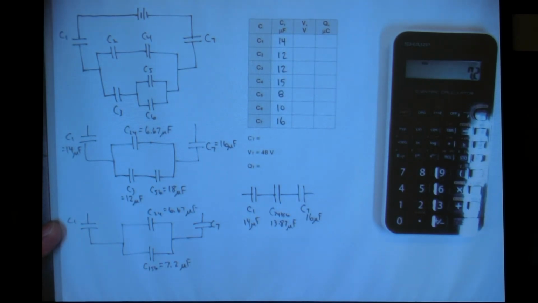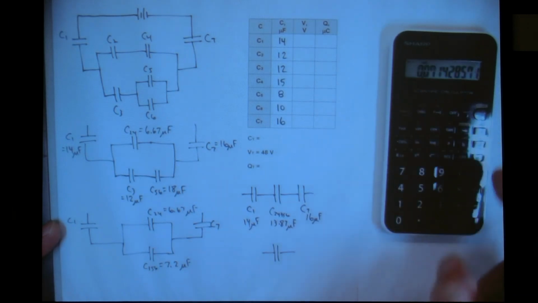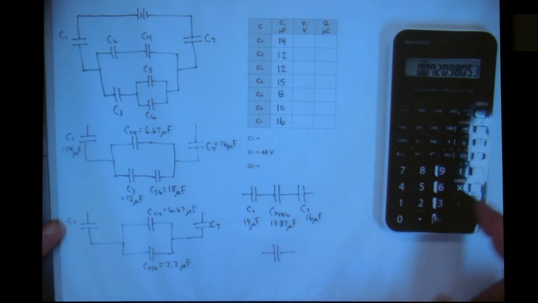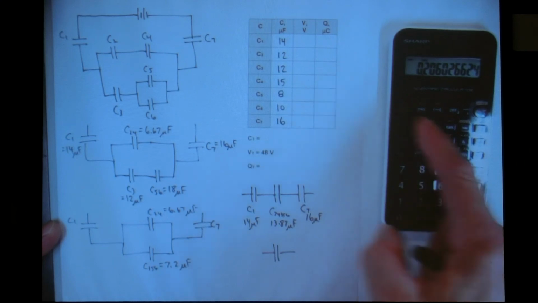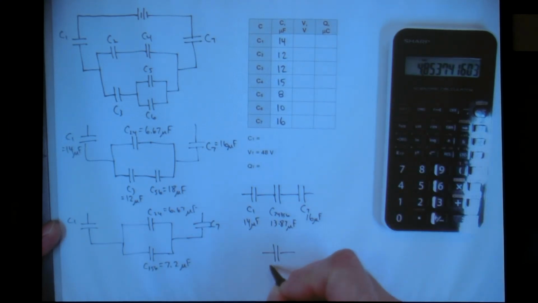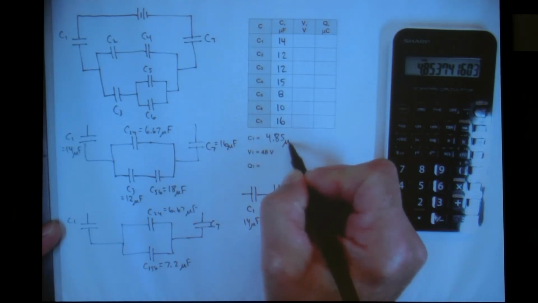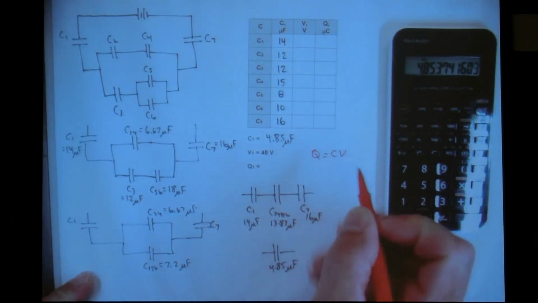Those three are all in series, so to get my total capacitance, I'll add reciprocals. 14 reciprocal plus 13.87 reciprocal plus 16 reciprocal equals, get the reciprocal, 4.85. And that is my total capacitance, 4.85 microfarads.